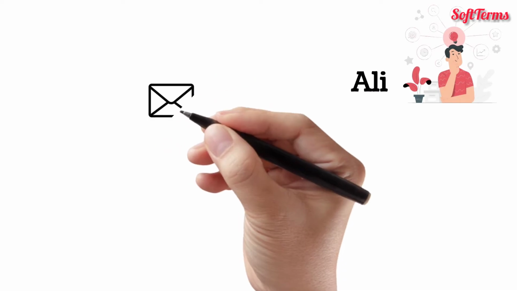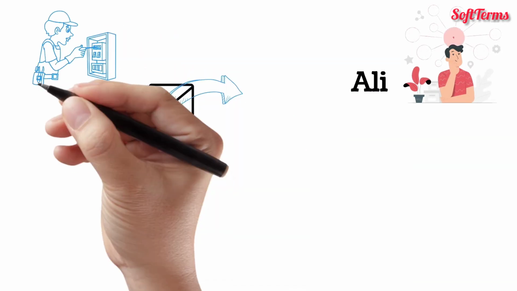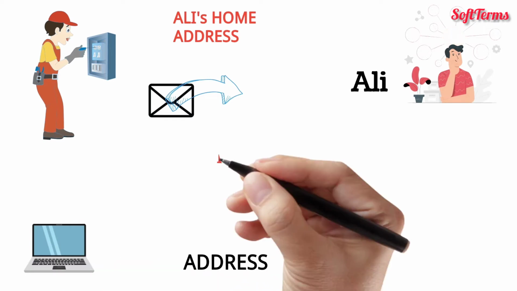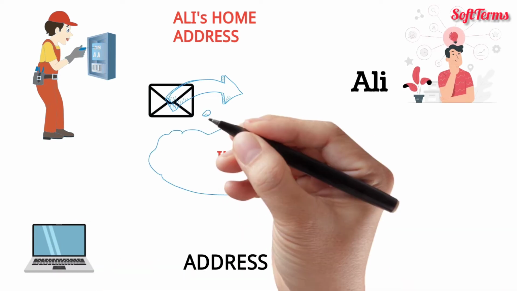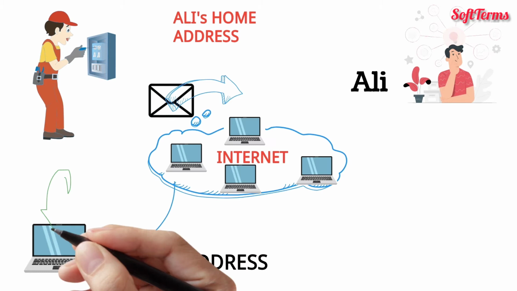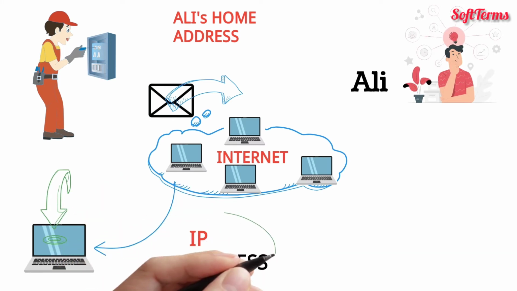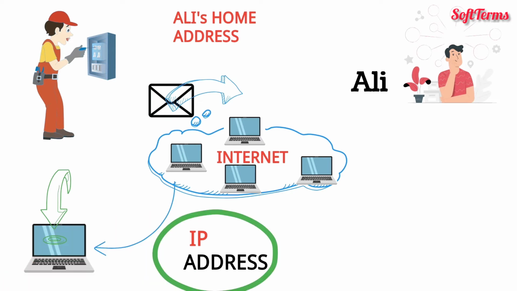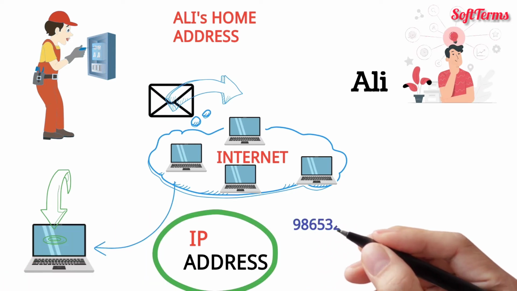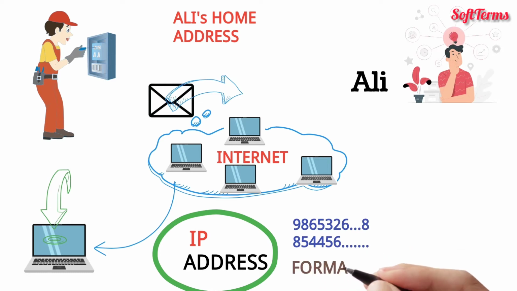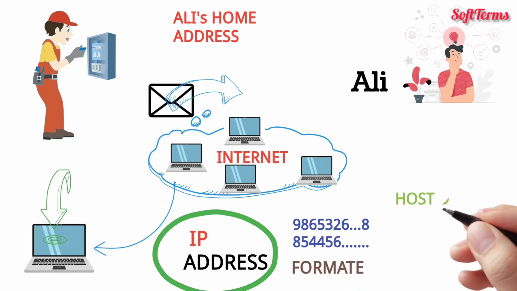Let us understand it with another example. If someone wants to send you a mail, then he or she should have your home address. Similarly, your computer also needs an address so that other computers in the internet can send you a file that you want to download. The address in internet terms is called an IP address, which is nothing but a string of numbers written in a certain format that uniquely identifies any host device on a network.